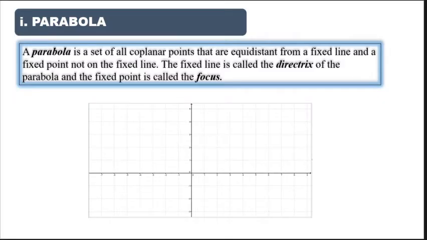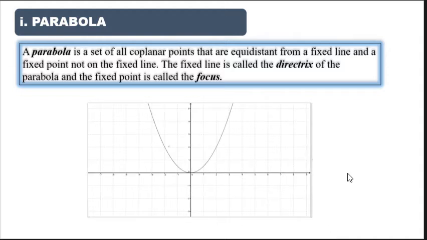Parabola is a set of all coplanar points that are equidistant from a fixed line and a fixed point not on the fixed line. So if you observe, we have this Cartesian plane here. And the parabola is this set of all coplanar points that are equidistant from this fixed line called the directrix and a fixed point not on the fixed line, which is called the focus. So this thing here is the so-called parabola.